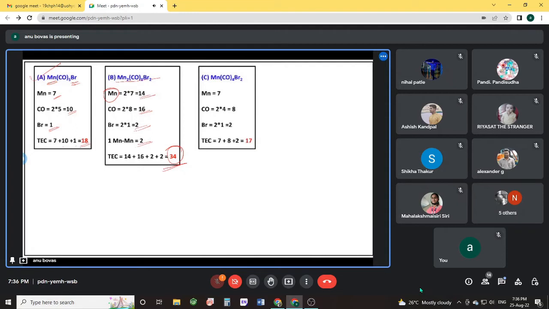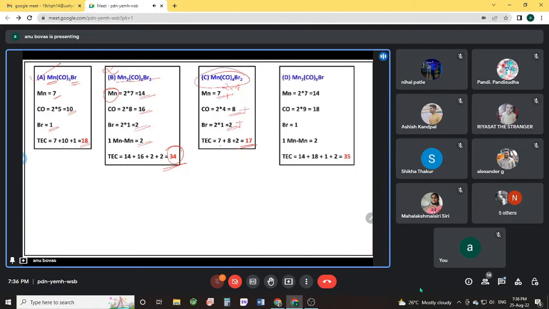Now option C is MnCO4Br2. In this case, we can see the central transition metal manganese has 7 valence electrons, 4 carbonyls are present, therefore 2 into 4, 8 electrons are donated. Each bromine will give 1 electron, 2 bromines are present, so 2 electrons, and therefore the total electron count will be 7 plus 8 plus 2 is equal to 17 electrons. This also does not follow the 18 electron rule. So this is a wrong option.